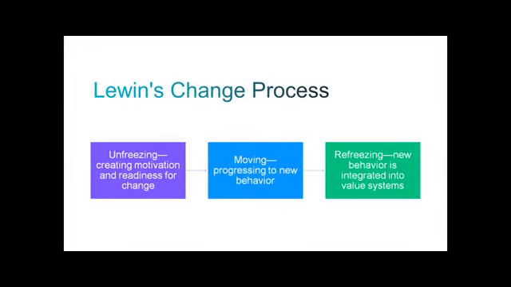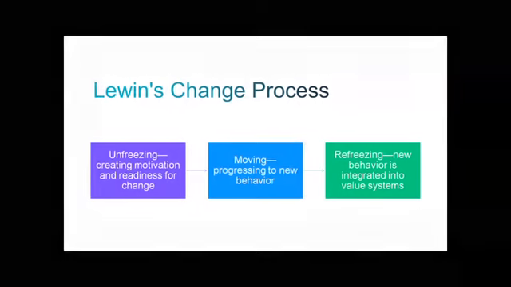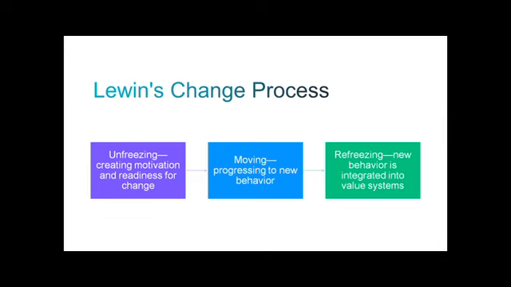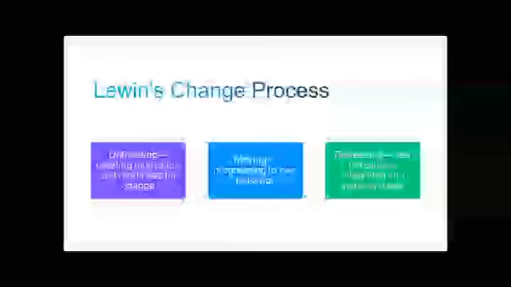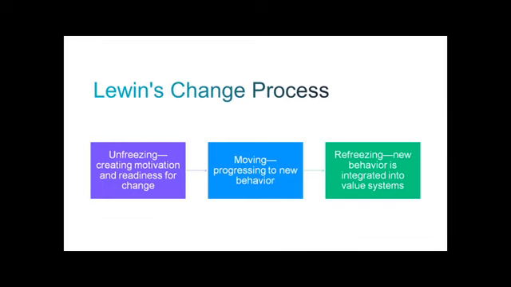So Lewin's change process is in 3 steps. The first one is unfreezing, where you're creating motivation and readiness for change. The next step is moving, which is progressing to a new behavior. And then refreezing, which is when the new behavior is finally integrated into the value system.